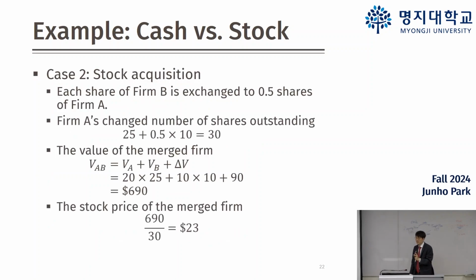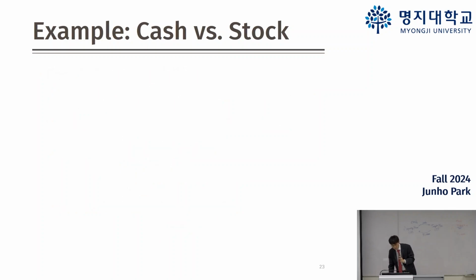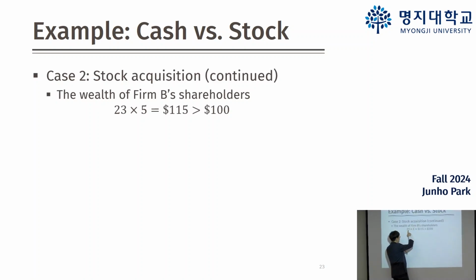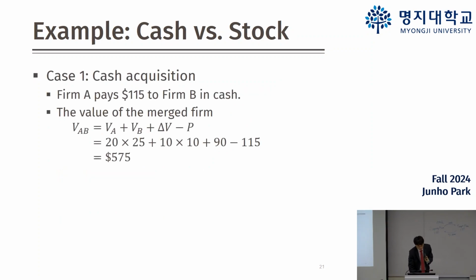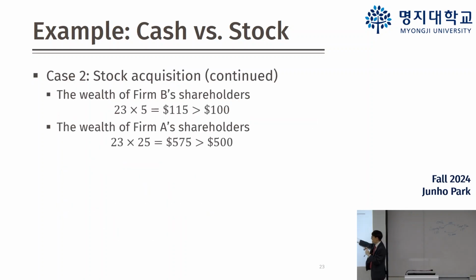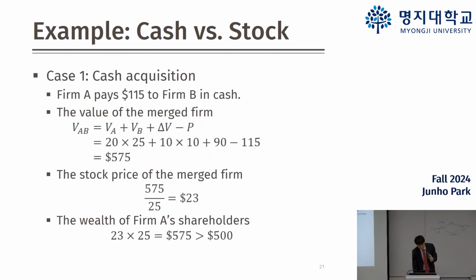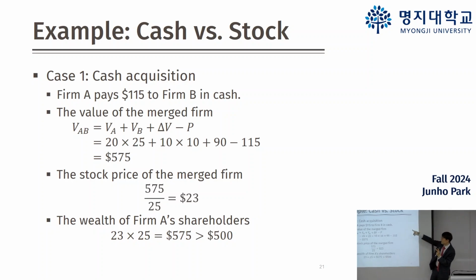And also, if you aggregate and compare what the shareholders of firm A and firm B get, it becomes much clearer. Firm B's shareholders have 5 shares of the combined company and the stock price is 23, so what they have in hand is 115, which is again the same as in the case of cash acquisitions. Second, firm A's shareholders have 25 shares, each priced at $23. If you multiply 23 and 25, you get 575, which is again the same as the value of firm A's shareholders in the case of cash acquisitions.